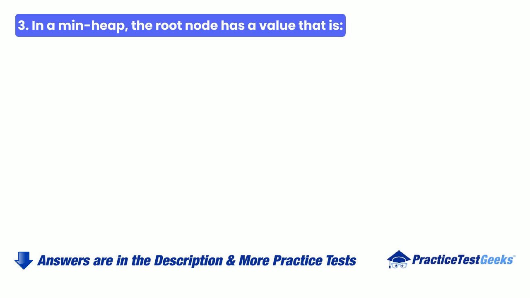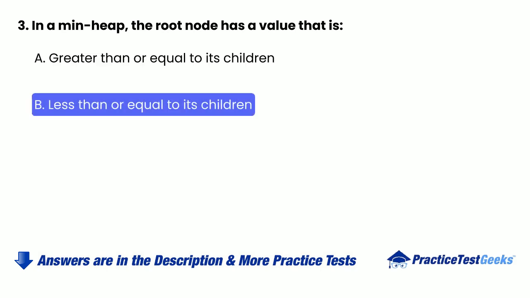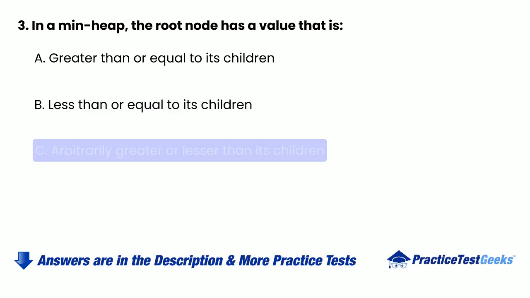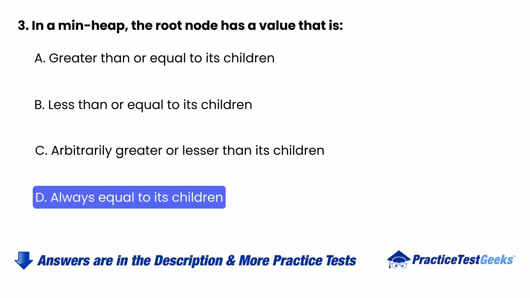3. In a min heap, the root node has a value that is A. Greater than or equal to its children. B. Less than or equal to its children. C. Arbitrarily greater or lesser than its children. D. Always equal to its children.